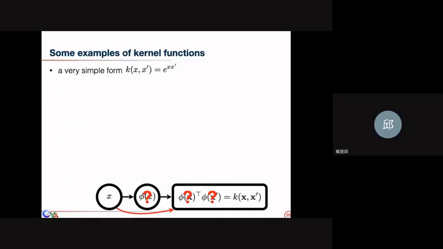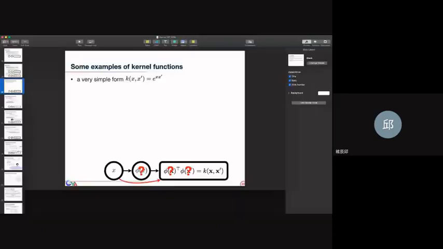Okay, so in the following, I will give you some examples. Let's imagine that you have a very simple form of the kernel function. This kernel function is computed this way. You can see this computation is actually quite simple.